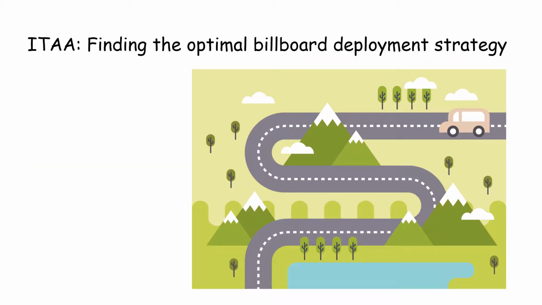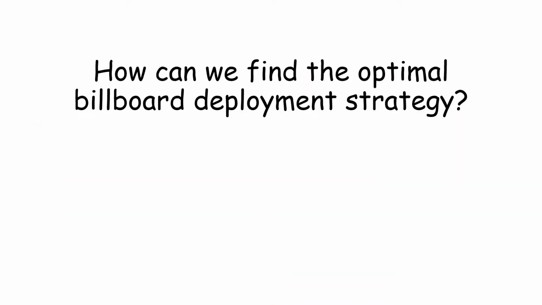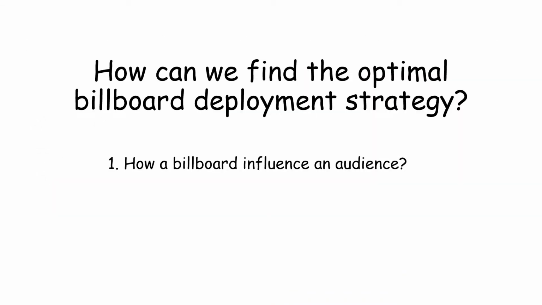Our system helps users find the optimal billboard deployment strategy. It accepts the user's input and returns a feasible billboard set. But how can we find the optimal strategy? To answer this question, we will first introduce how a billboard influences an audience, then 2 influence models, and our framework.